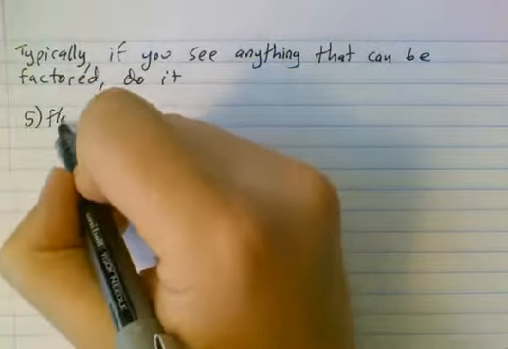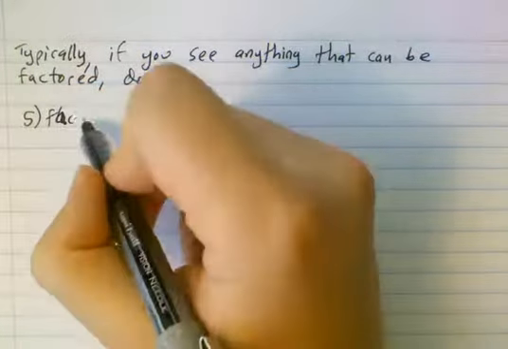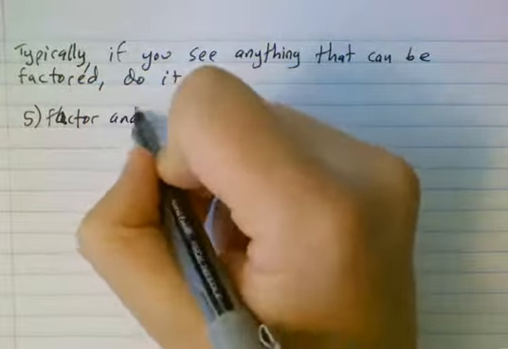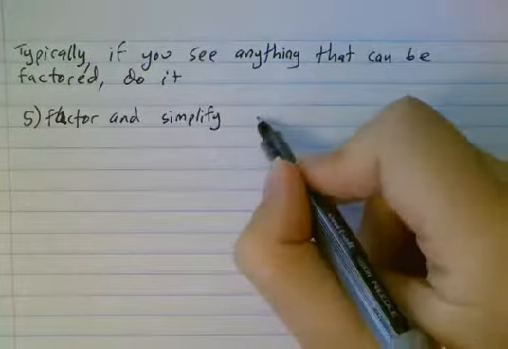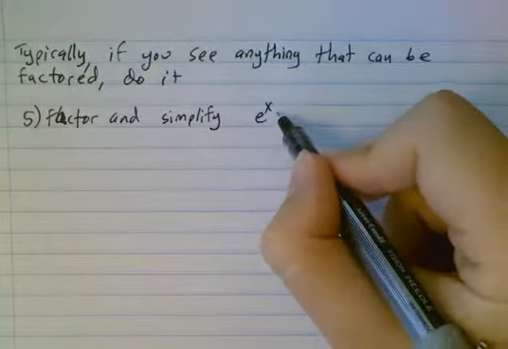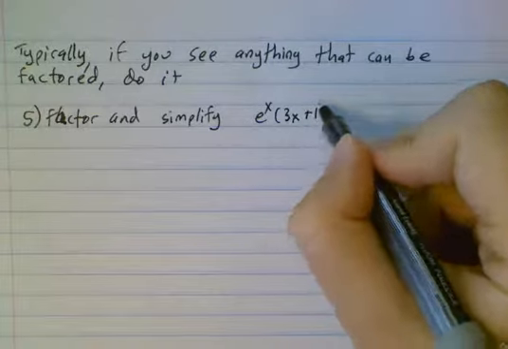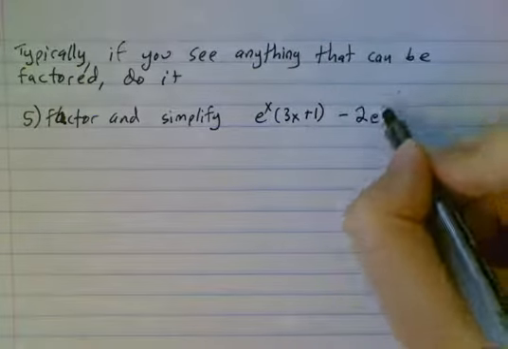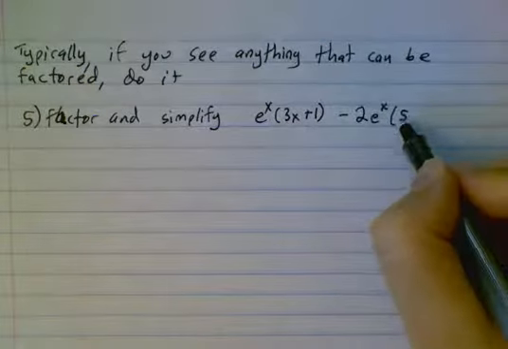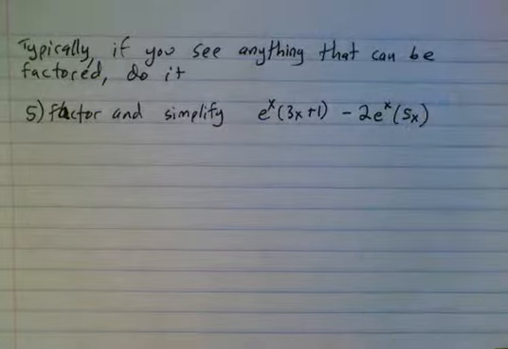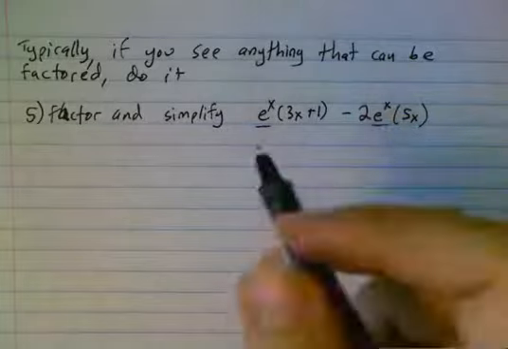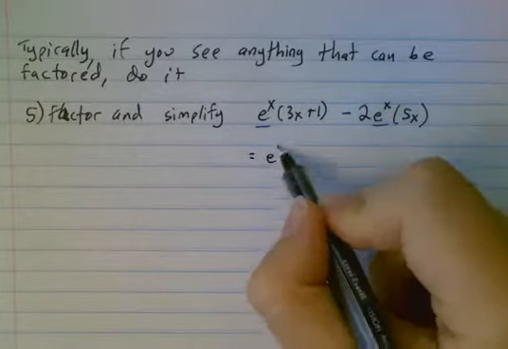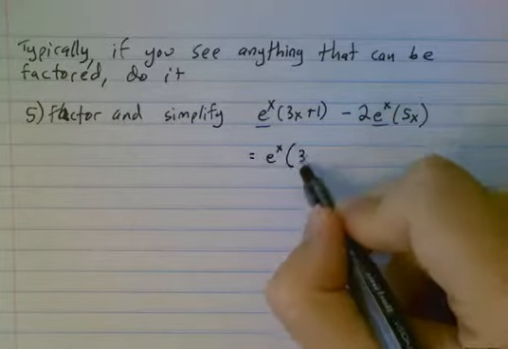So let's factor and simplify. Factor. So first we want to look for anything that's in both terms. So I see there's an e to the x right there. So I can factor out that e to the x.